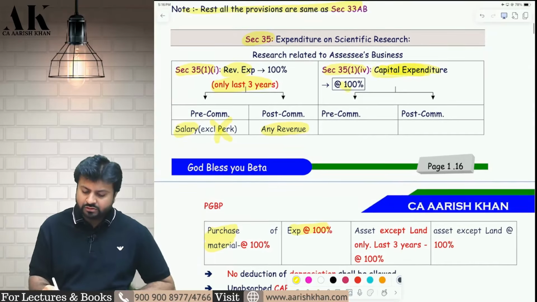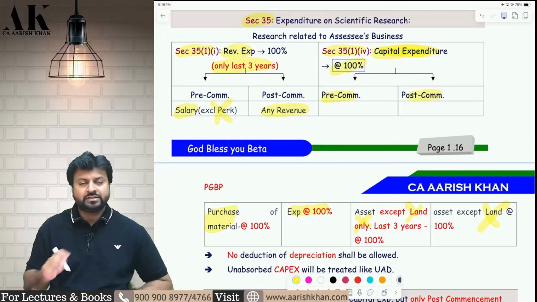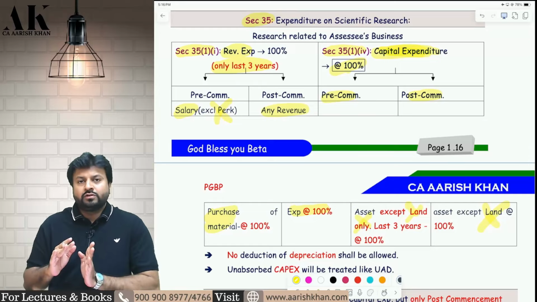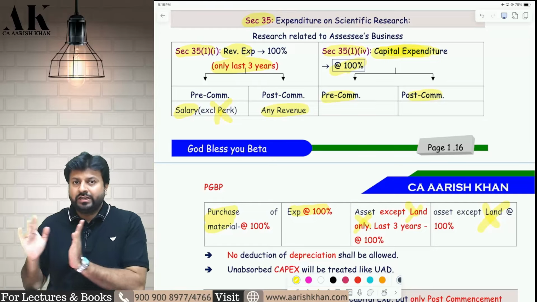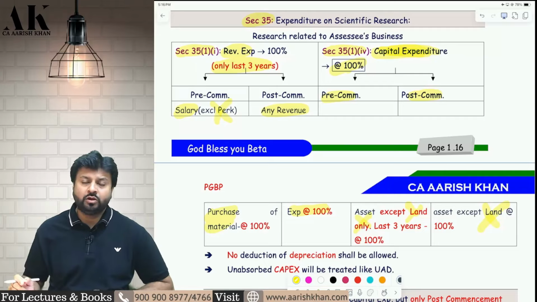For capital expenditure also 100% deduction will be allowed for pre and post both. But only one expenditure is not allowed, land. Land is not allowed in pre as well as post. Land will not be allowed as deduction neither in pre nor in post. Plus, here also for capital expenditure, last 3 years only expenditure will be allowed. Expenditure incurred beyond 3 years will not be allowed as deduction. I hope it is clear to all of you.